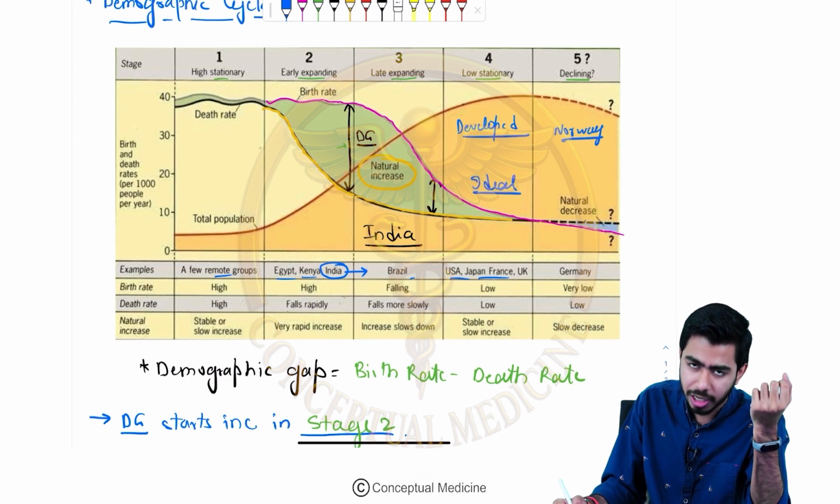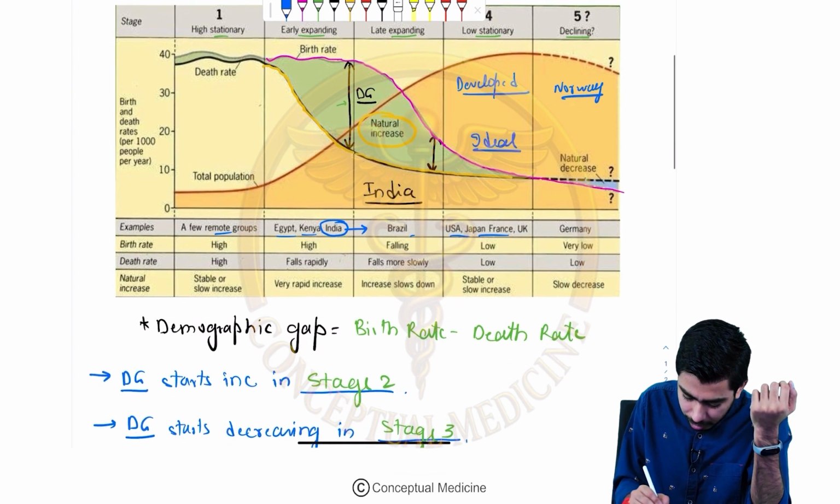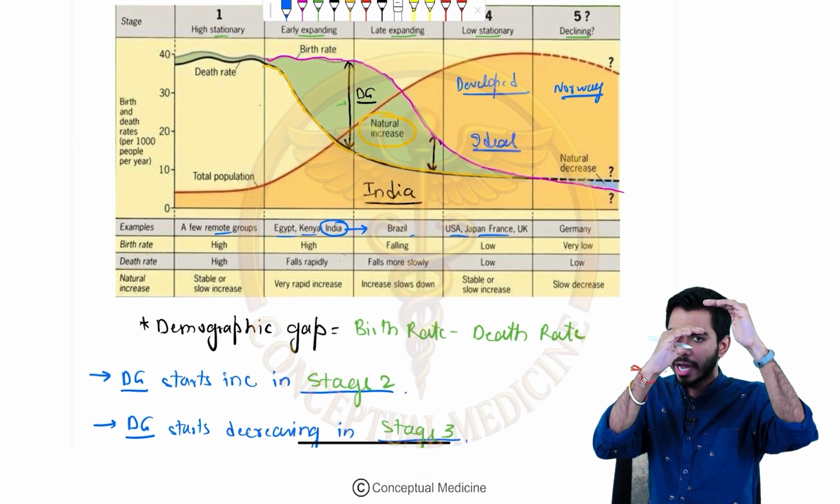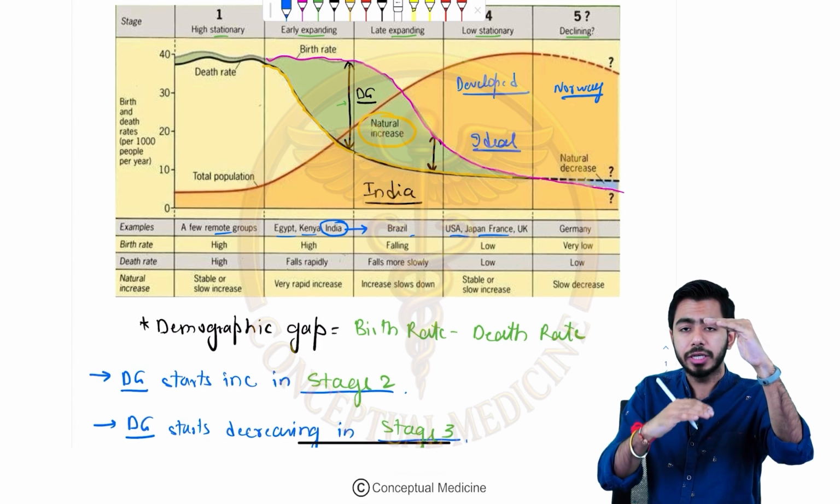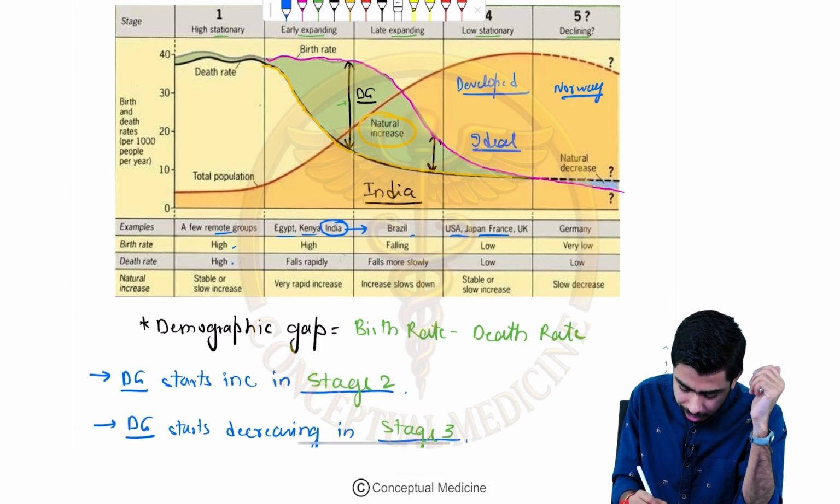This is the ideal stage for any kind of country, right? Now in stage 1 we are seeing that this is the high stationary stage. It means we will be seeing a high birth rate and a high death rate. So high birth rate will be seen and high death rate will be seen.